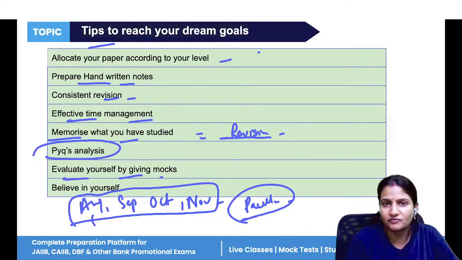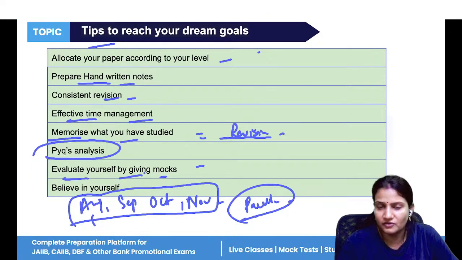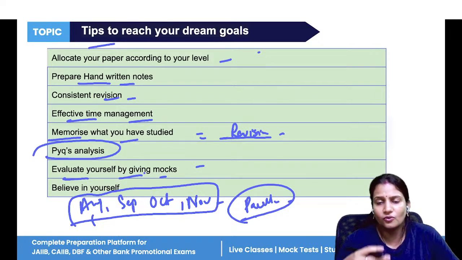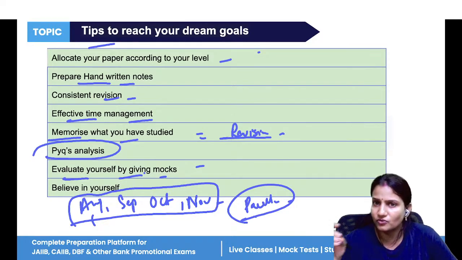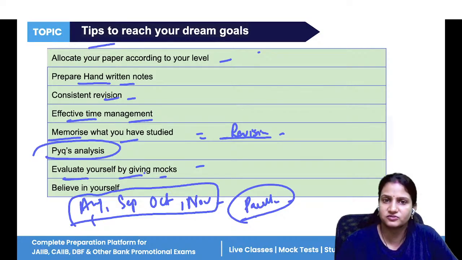Evaluate yourself by giving mock tests. Give mock tests and sectional tests, so that you know how much you have studied and what is left for you to study.